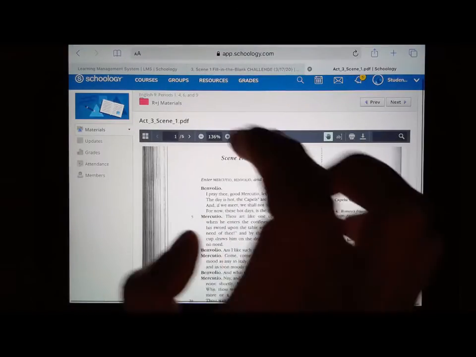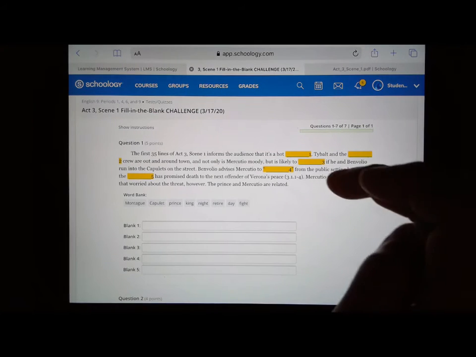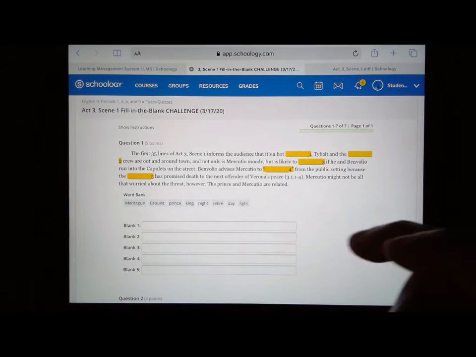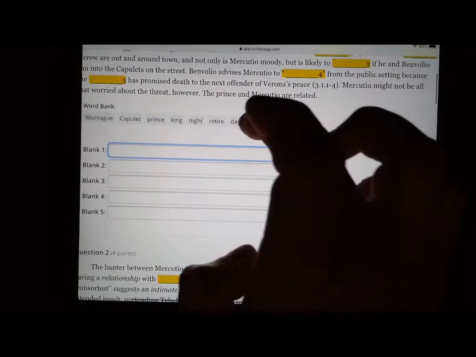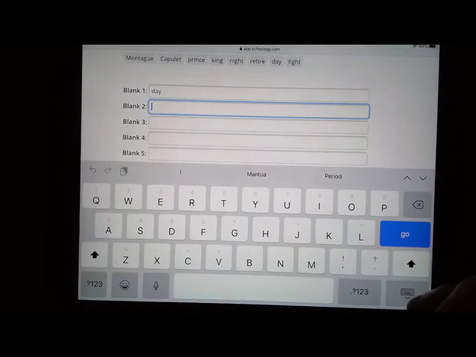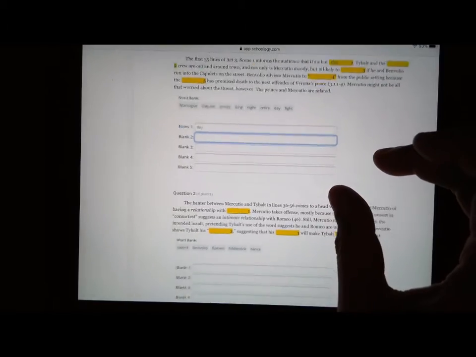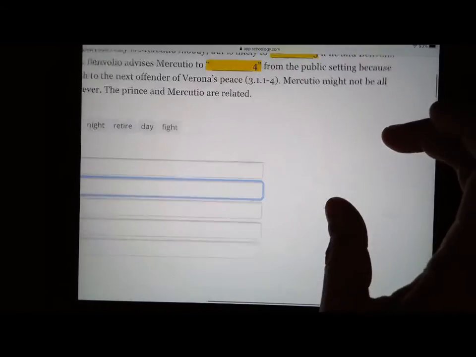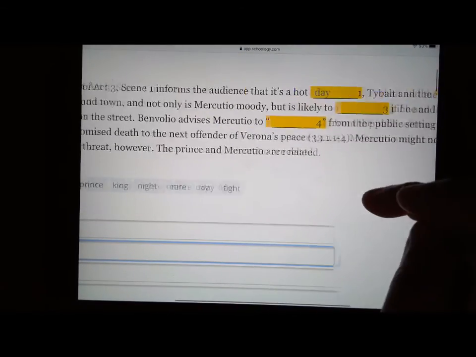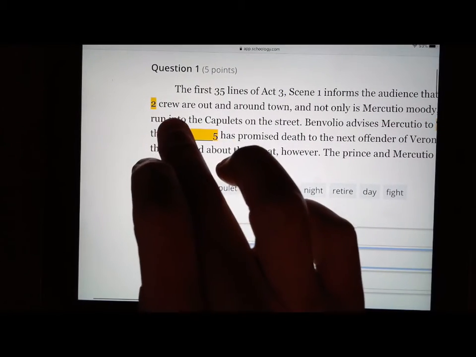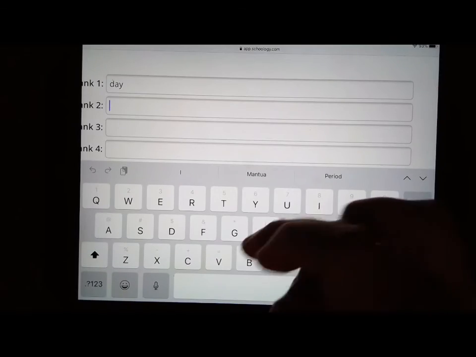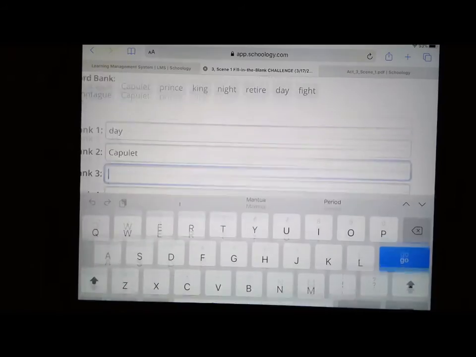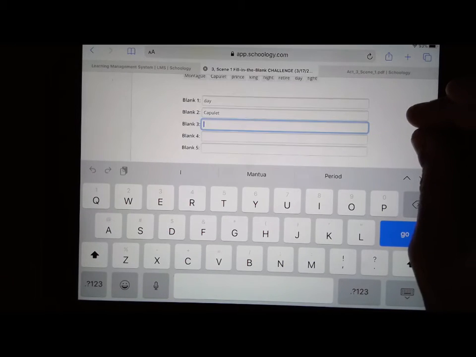So in terms of this first blank, that it's a hot day. You don't even have to type them in if you don't want to. You can just click on them and they'll go into the blank that they need to go into. Tybalt and the blank crew are out and around town. Of course, Tybalt is he's a Capulet. So that's the way this quiz works.